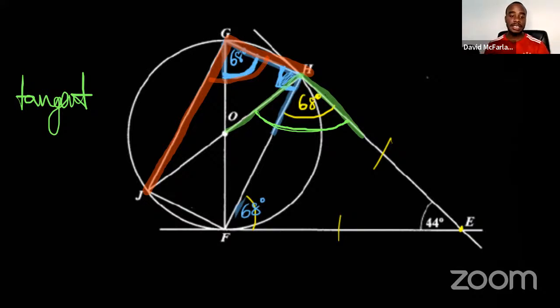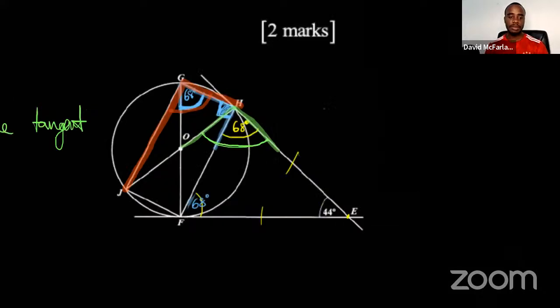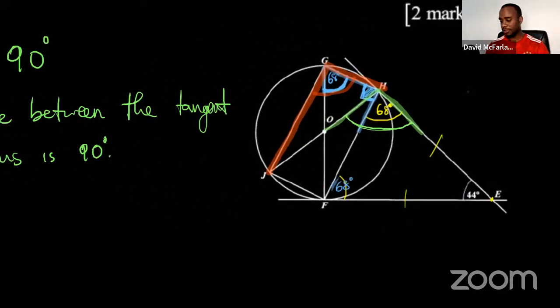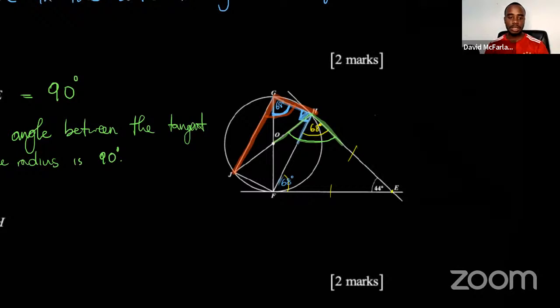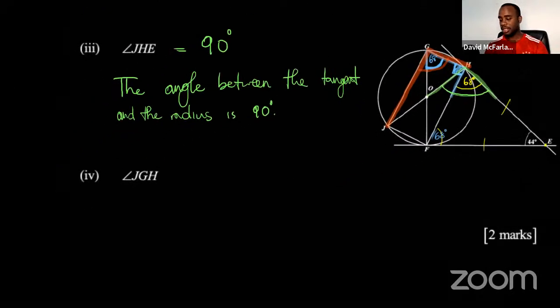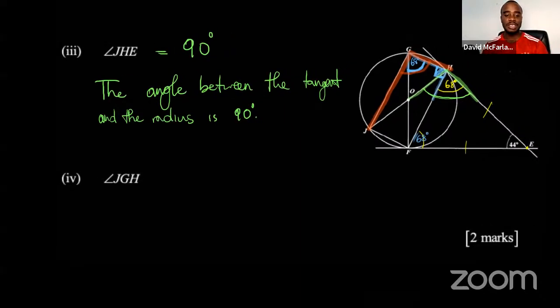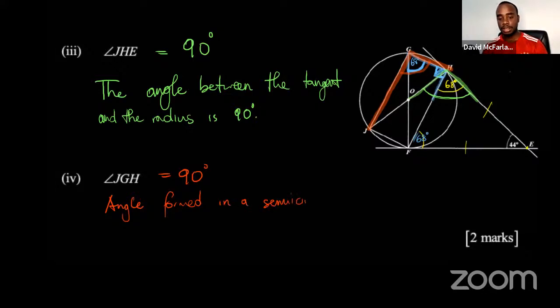90 degrees. But I don't like that reason though. Make sure you don't write that at the exam. You have to write out a full statement, or why you're thinking that. We can't work with that. So why is that so? The reason is JGH is 90 degrees. Why? Because the angle formed in a semicircle is 90 degrees.